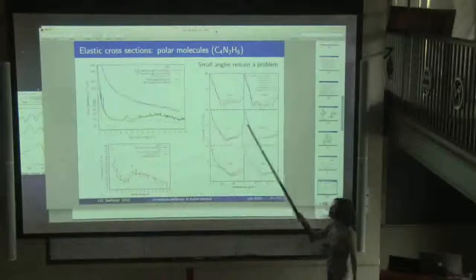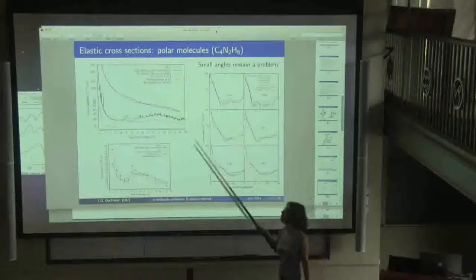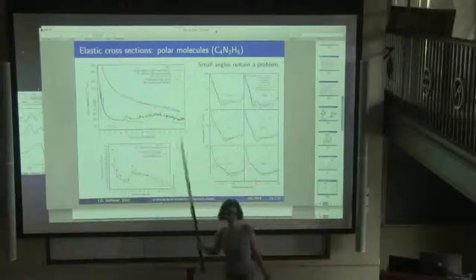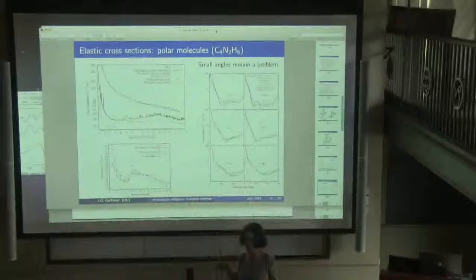The problem for the polar molecules is what to do with the low angles. The experimentalists have a problem. We, in theory, have a problem in a way. I think we know. Yes? Maybe I'm missing something. Shouldn't the low angles matter much less because of the sine theta weighting?